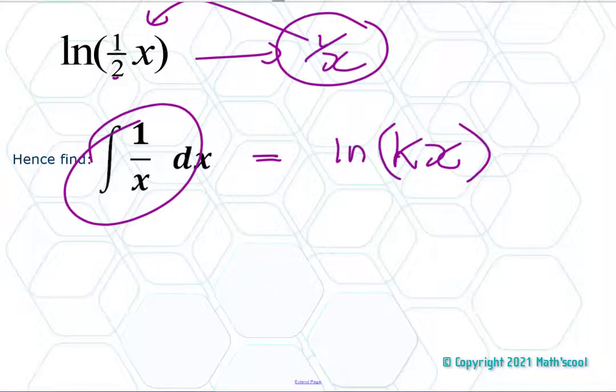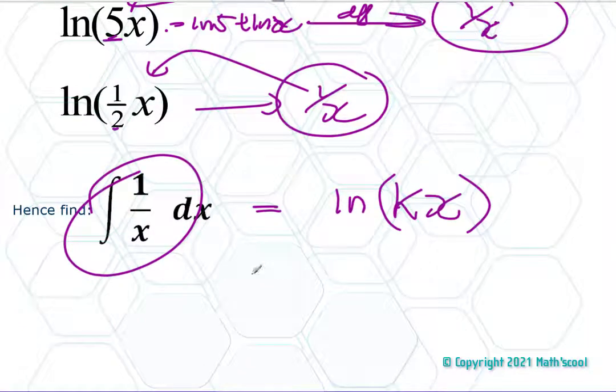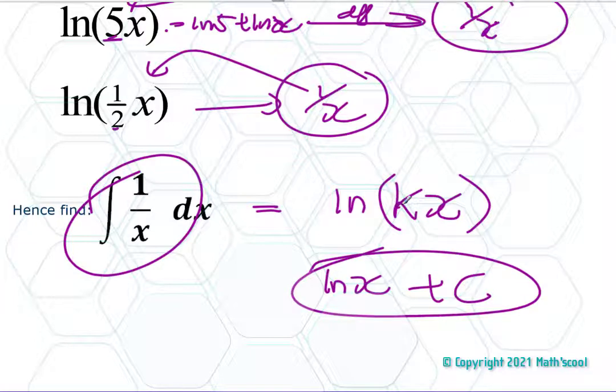And you'd be right. You might say, oh, but hold on, surely the simplest answer is just ln x. It is. And then of course you have to put plus c. So the k takes the place of the plus c. So we've got two ways of writing it when we integrate 1 over x. We can write it as ln of kx or ln of x plus c.